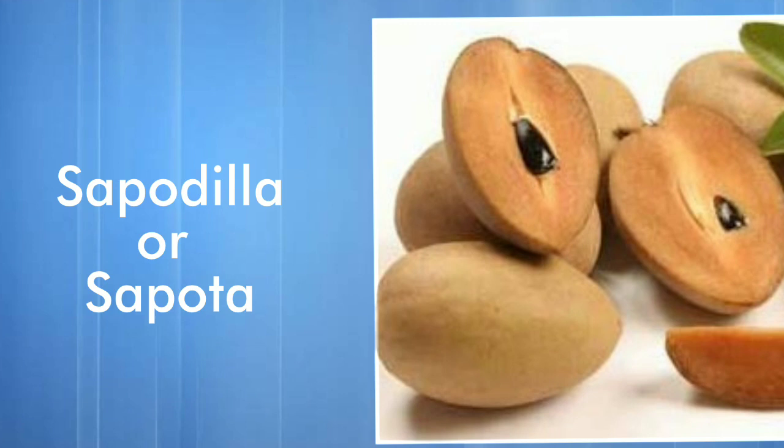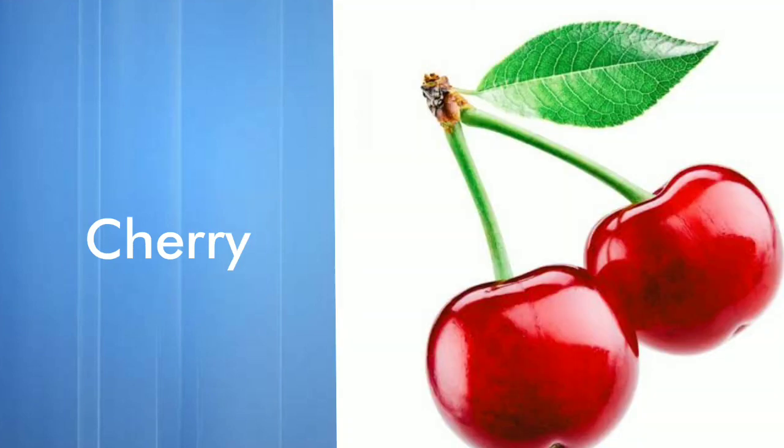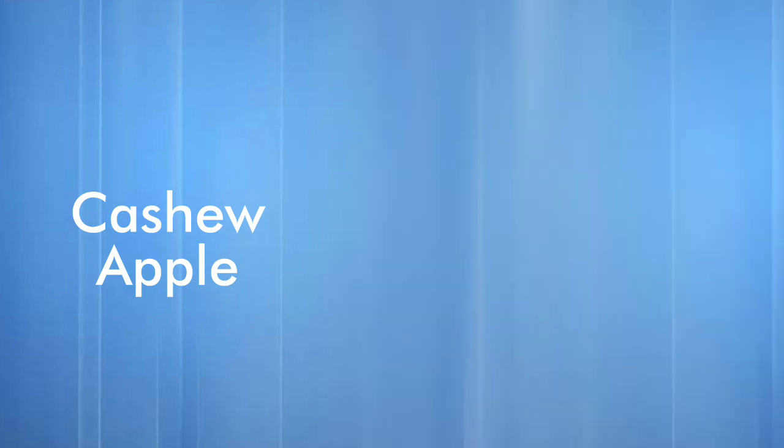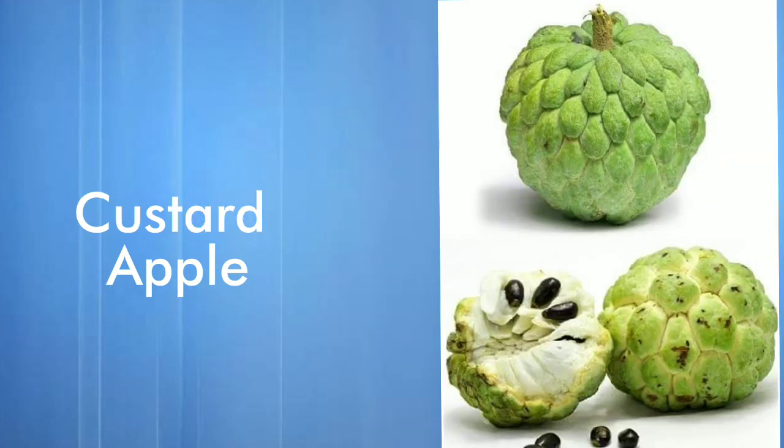Sapodilla or Sapota. What is it? It's a Sapodilla or Sapota. In India, they call it as chiku. Cherry. It is cherry. What is it? Cashew apple. It's a cashew apple. What is it? Custard apple. It's a custard apple. What is it?